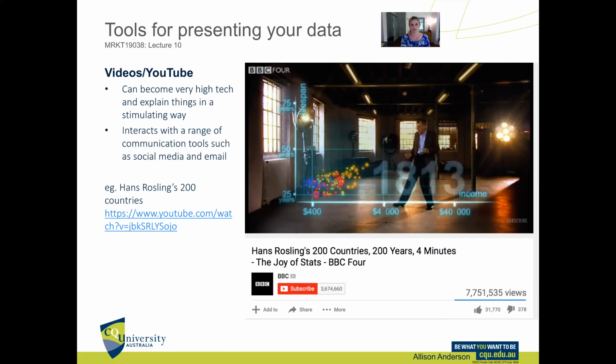And it also interacts with a range of communications tools, because obviously you can share that quite easily and people quite like YouTube videos. You can send links through email, you can embed it on websites, you can use it in presentations, so it can communicate messages. But yet again, you usually need to have some supporting documentation that shows how you've come across these things. That has nearly 8 million views. Look at that. So a lot of people quite like that one.